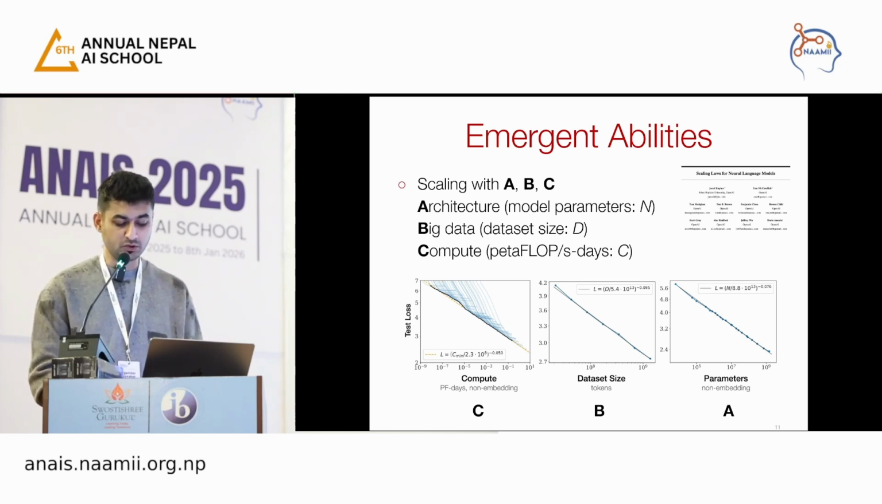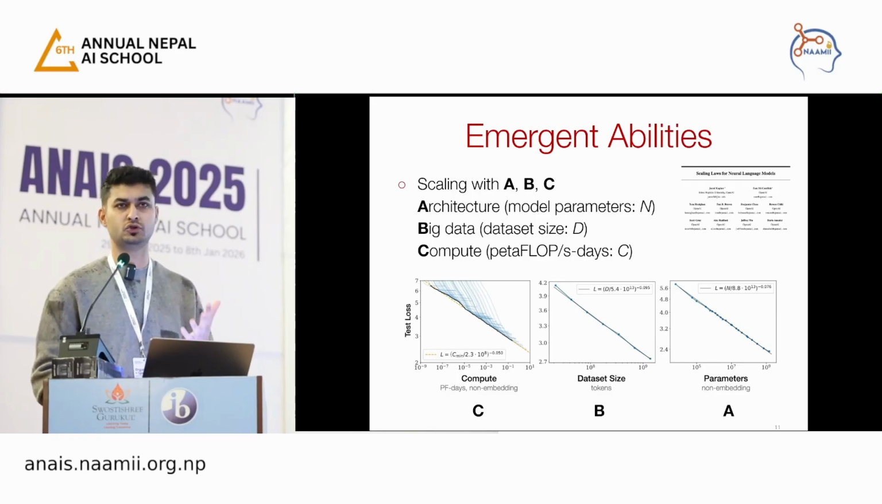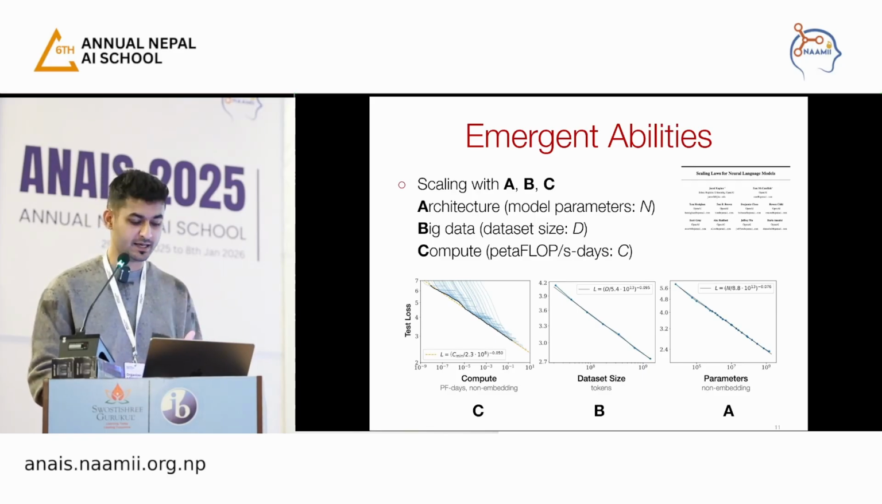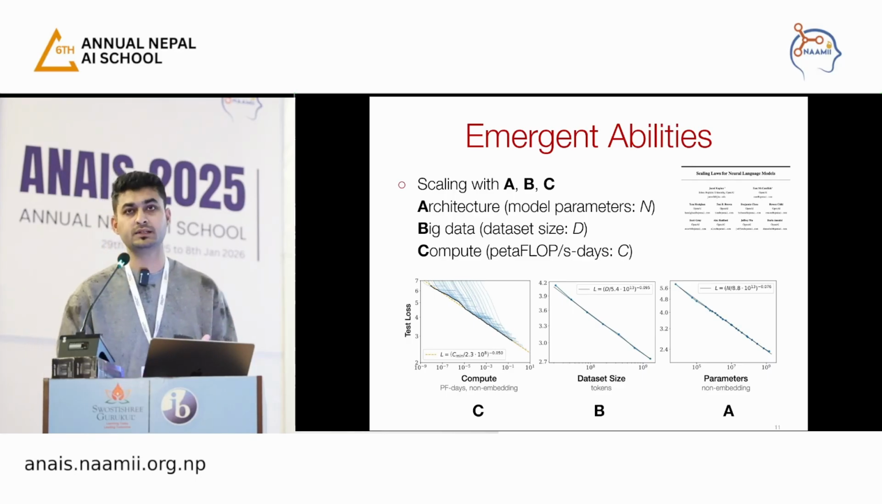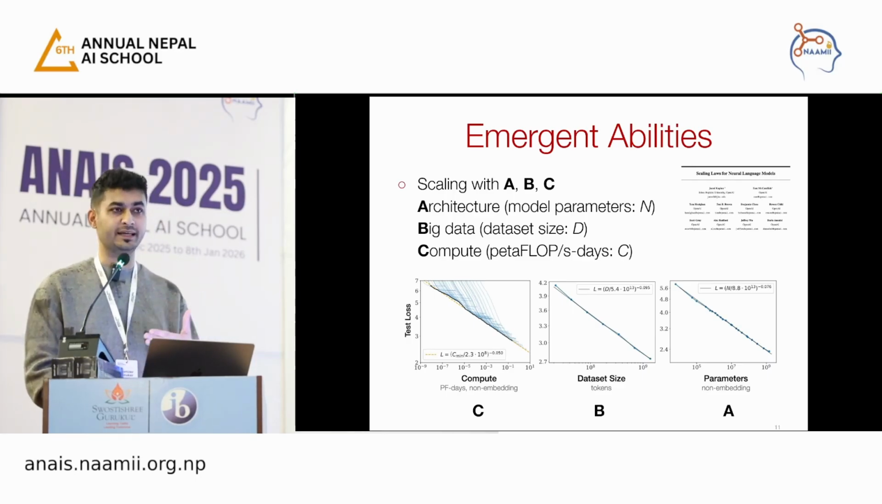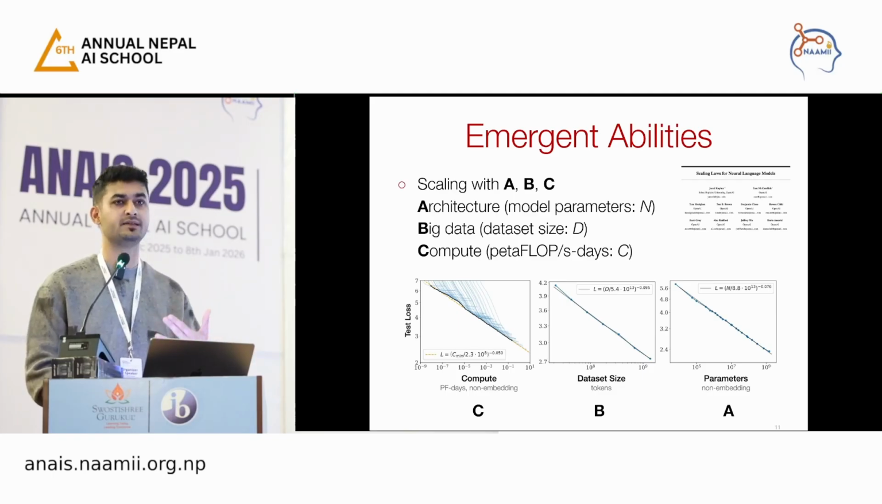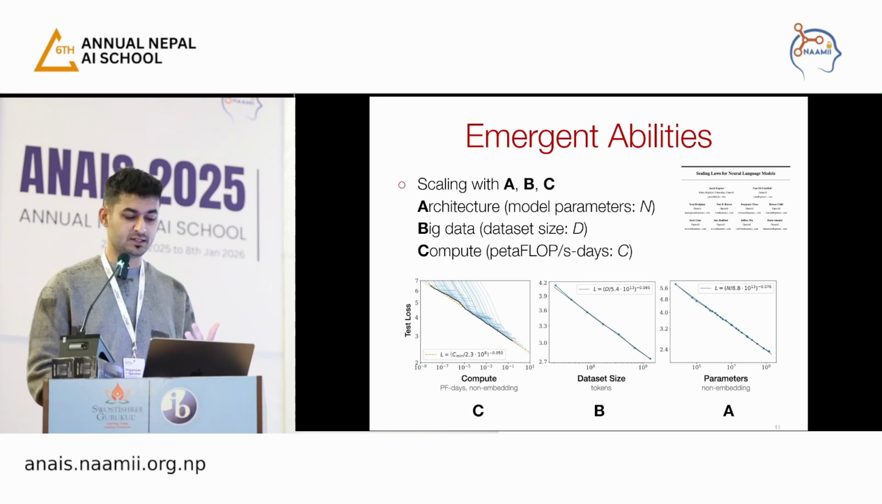And the same with compute. PF here is petaflops, which is 10 to the power 15 floating point operations per second, and per day means around 86,400 seconds. So petaflop-days is a very standard unit of compute. As you give more compute to the models, there's a chance to decrease the loss of the model. These are all the dimensions across which scaling happens.